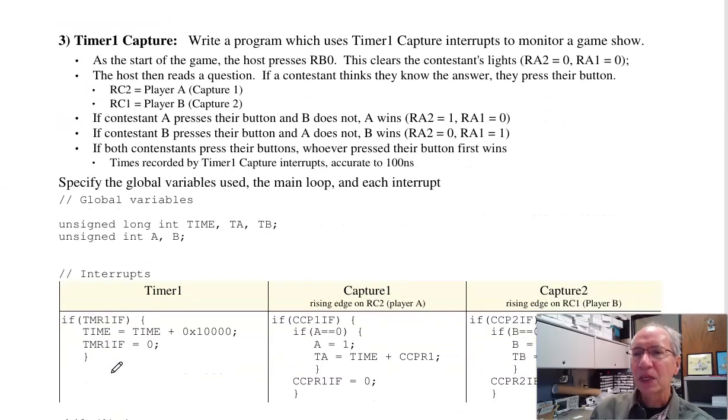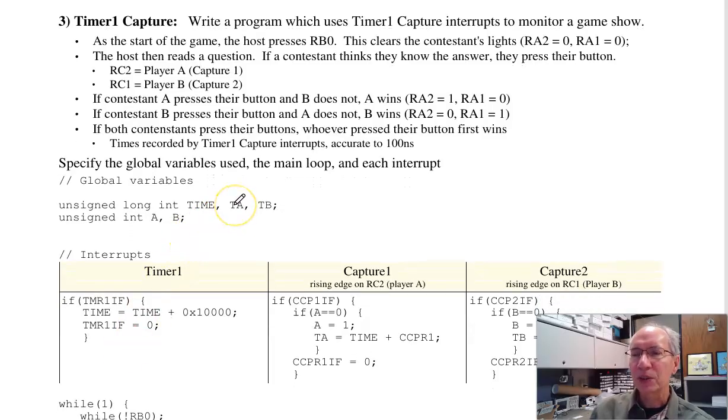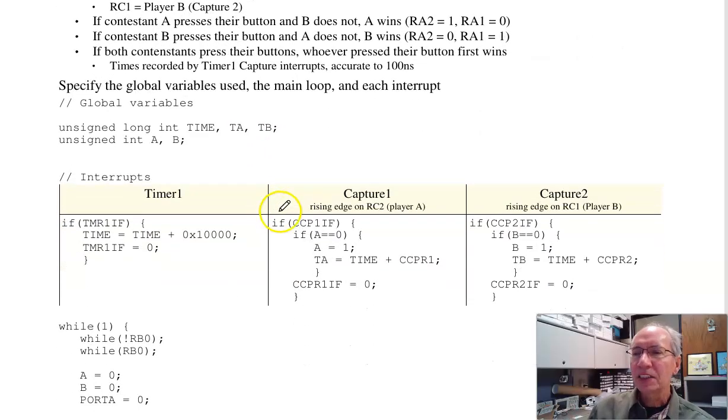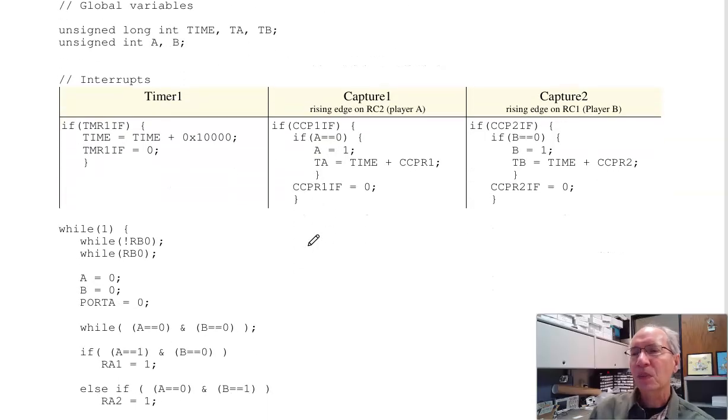Problem 3. This will be a game show. I've got the host and 2 people playing a game. When the host hits RB0, that clears the previous game, turns off the lights. The contestants then push their button. If A pushes the button first, A's light turns on. If B pushes the button first, B's light turns on. You'll never have both lights turning on. So here's how that works.